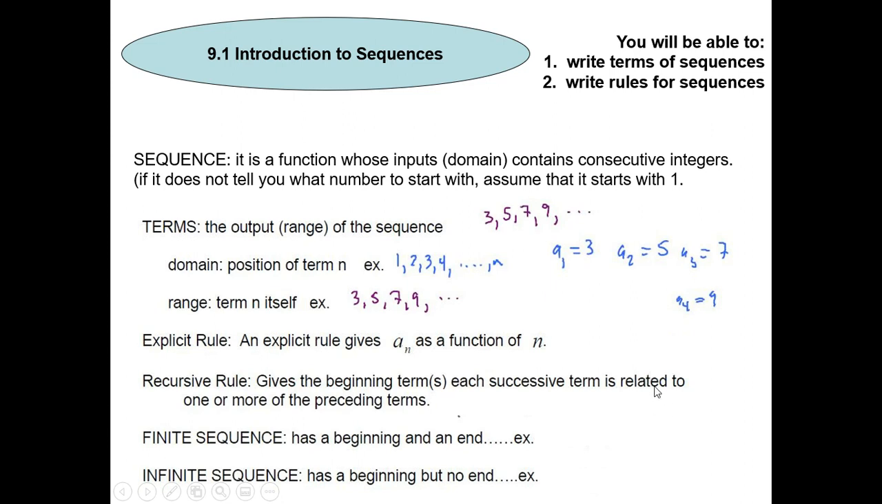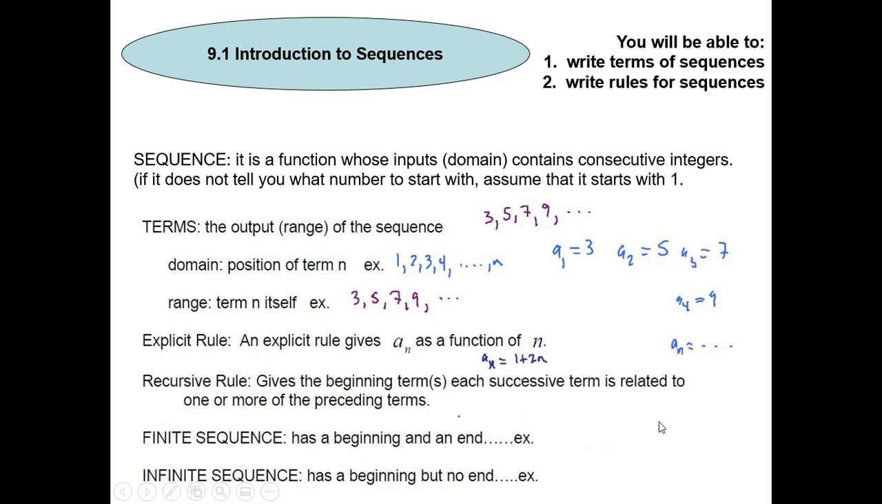Now we could write a general expression this way: a sub n is equal to 1 plus 2n. We could have figured that out because if n is 1, n times 2 would be 2, plus 1 would be 3. If n was equal to 2, 2 times 2 would be 4, plus 1 is equal to 5. So a sub n, we could write it this way.